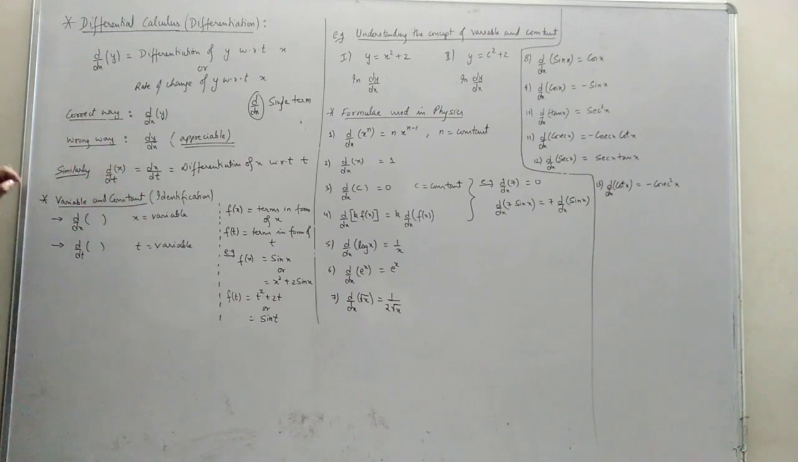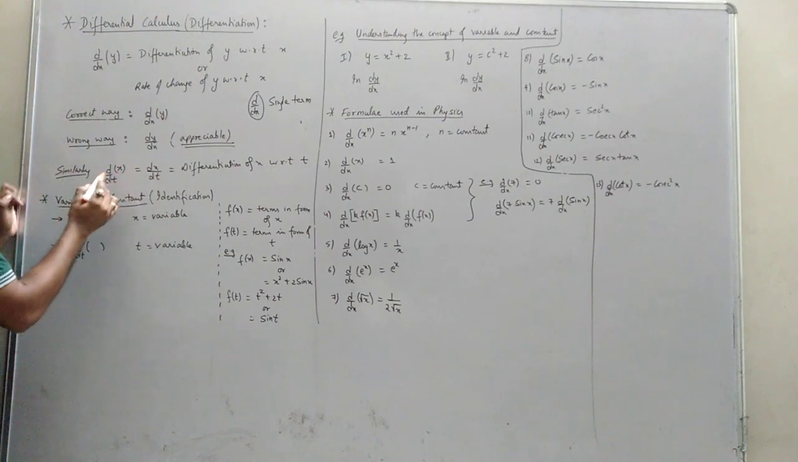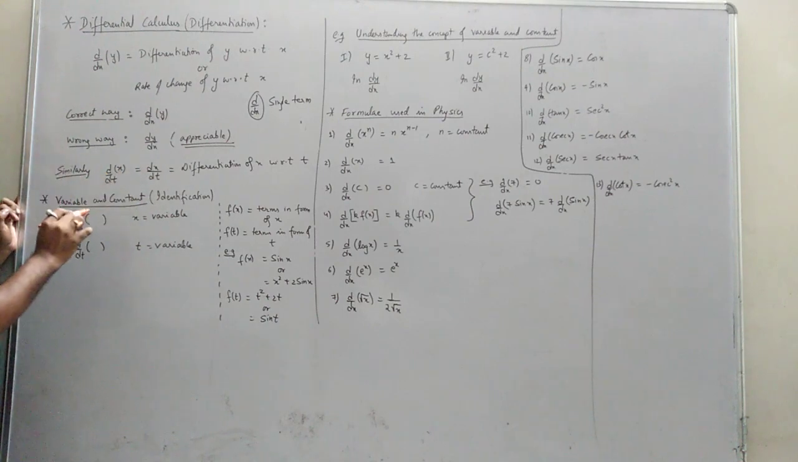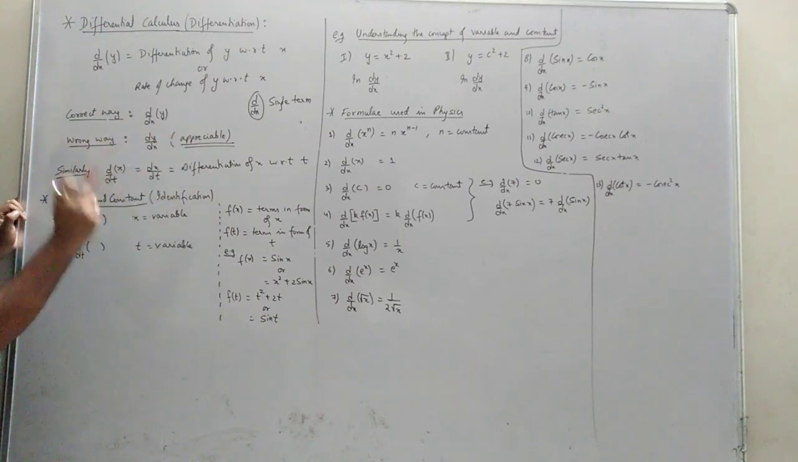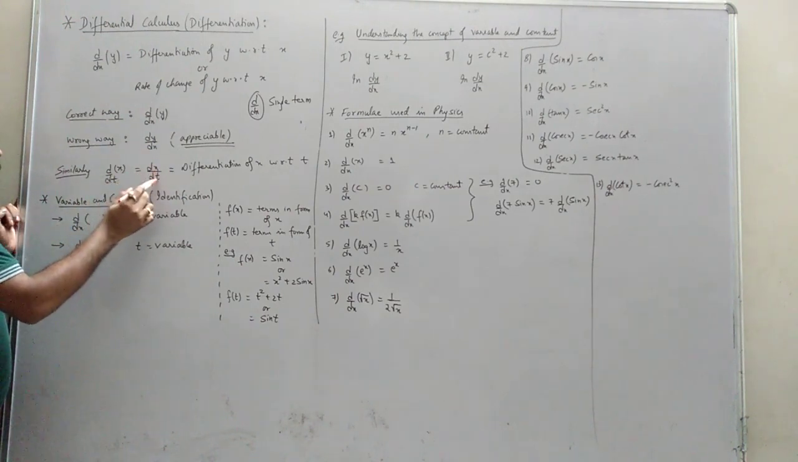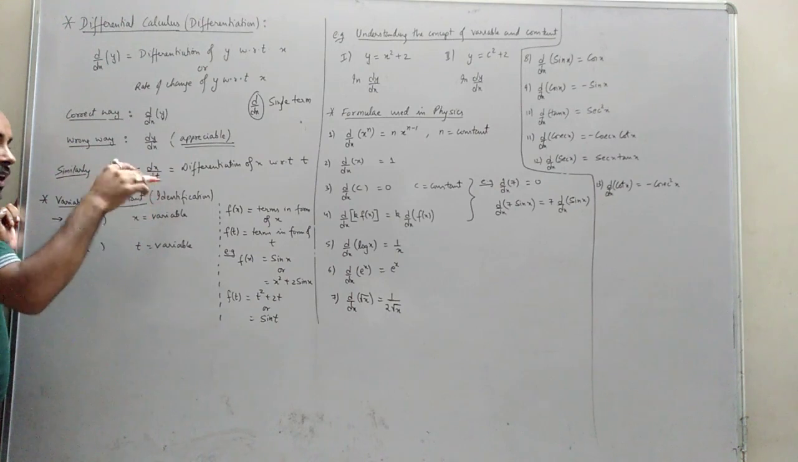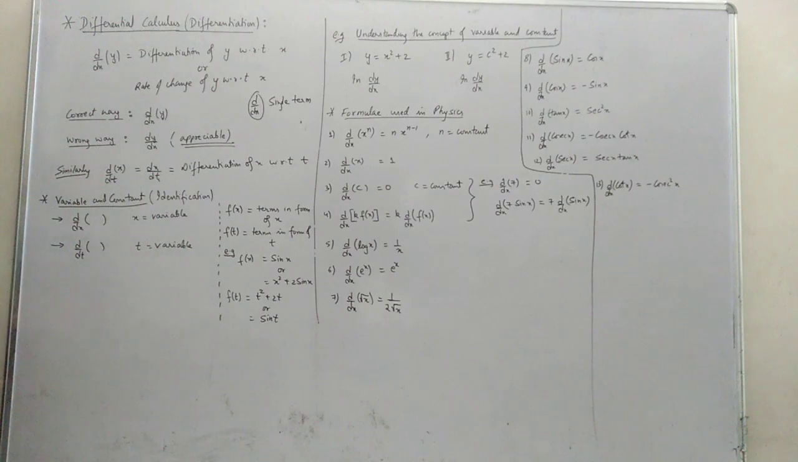Similarly, if I write d by dt of x, that means we can write dx by dt. Now I have learned, I have grown up, I can write it like this, right class? So how to read this? Differentiation of x with respect to t. Whatever we have in the denominator, that is with respect to. Clear?